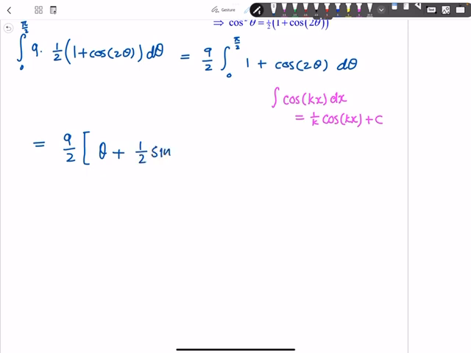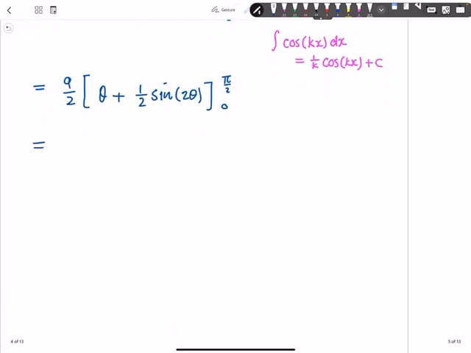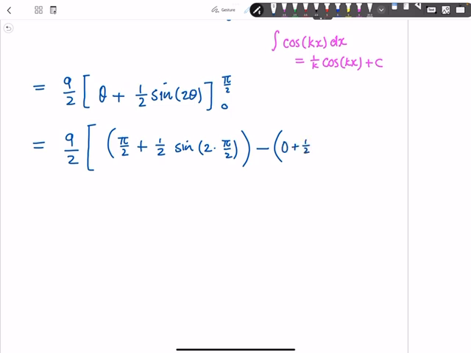sine of 2 times theta. And we're evaluating from 0 to pi over 2. So let's plug in top minus plug in bottom. If I plug in the top, we will have pi over 2 plus 1/2 times sine of 2 times pi over 2, minus, plug in the bottom, 0 plus 1/2 sine of 2 times 0. Well, that's just 0. All right.